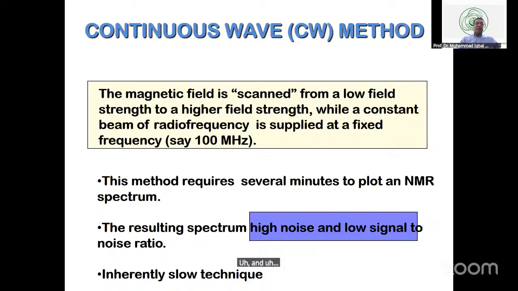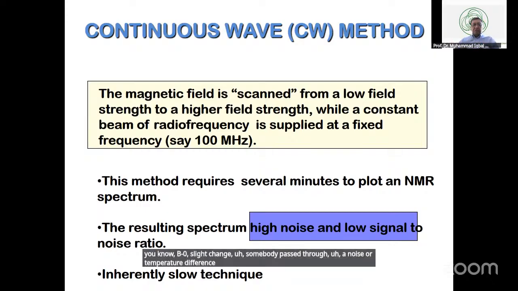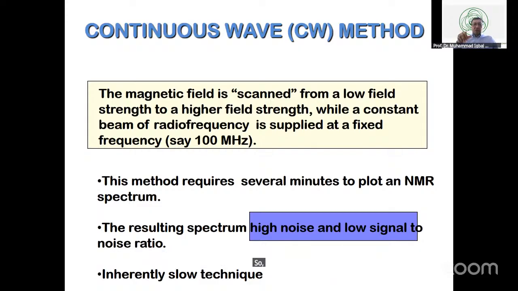And there's so much noise. Noise comes from slight changes in the electromagnet, B naught, slight change. Somebody passed through, or a noise, or temperature difference of metal or something like that, you get a lot of noise. So noise and signal compete. If you have noise which is high and signal is weak, you cannot detect signal. Noise has to be less, signal has to be stronger. It's called signal to noise ratio.